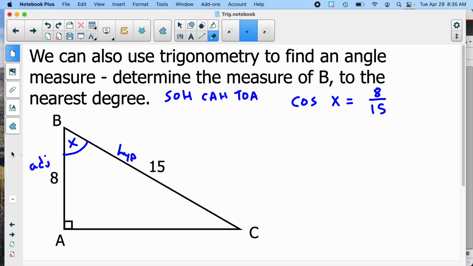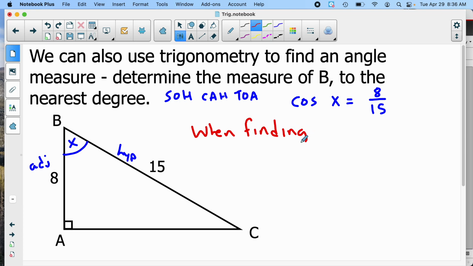So here's a big thing to remember, and I never really write in red because I don't like the color red, but I'm going to focus on it now. Okay, so when you're finding an angle, use the inverse functions.